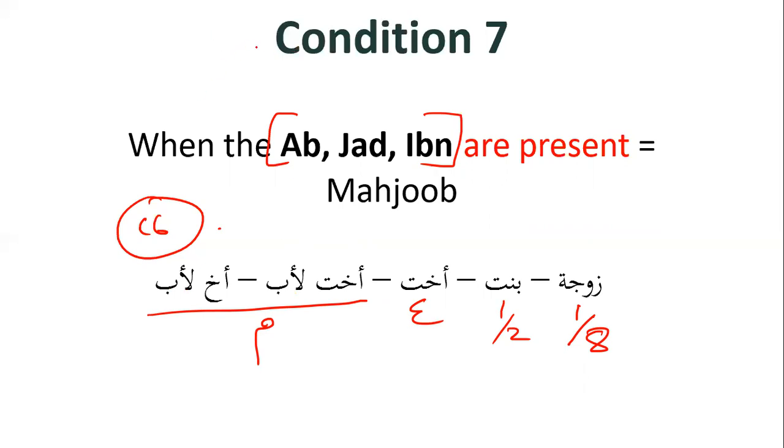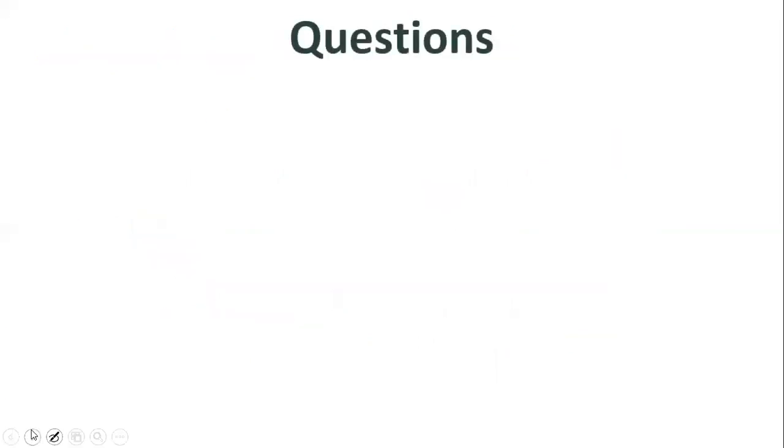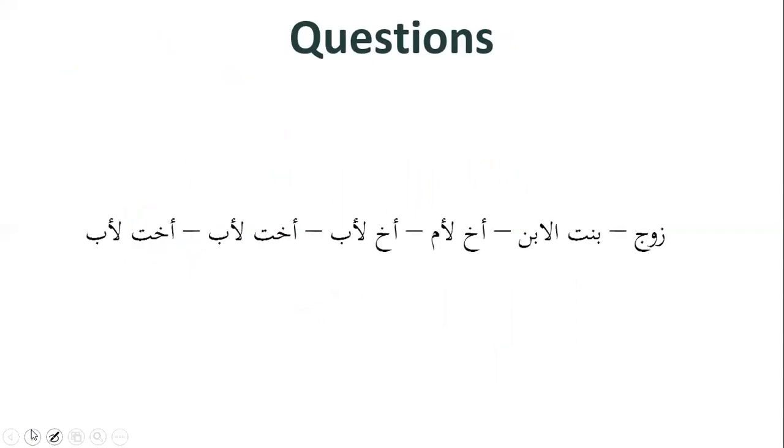And let's do a quick example for condition number 7. Let's say zawj, ukht li abin, and ab. So when the ab, jad, ibn are present, the ukht li abin becomes mahjub. The ab will be asaba, and the zawj would be 1/2. So sorry about the mix-up in the slides there. Please do forgive me for that.